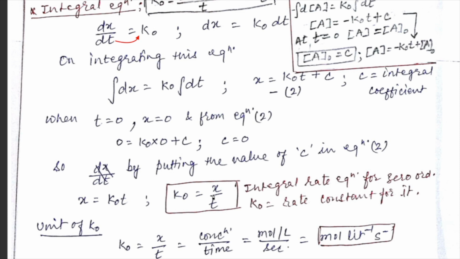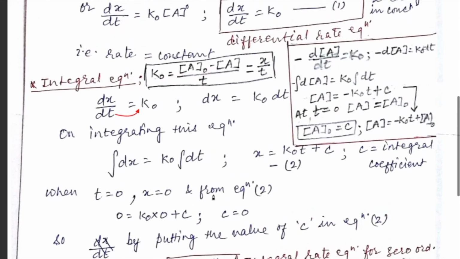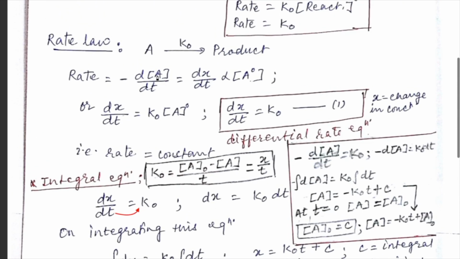This integral rate equation can also be derived by another method. If we start with this representation of zero order reaction, that is, minus dA over dt is equal to K naught, this one. Again by rearranging dt, we get minus dA is equal to K naught dt. Again take the integration, minus dA comes out as minus A.